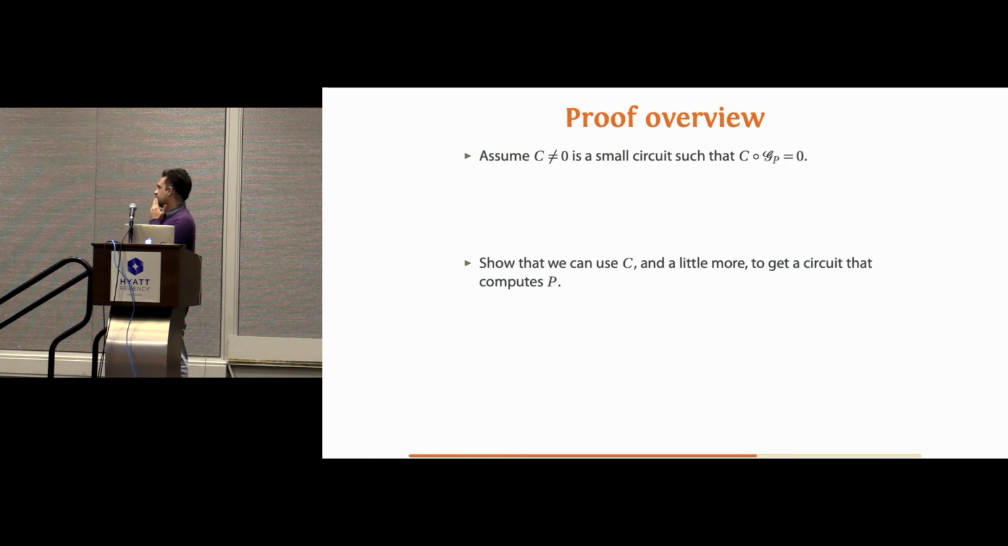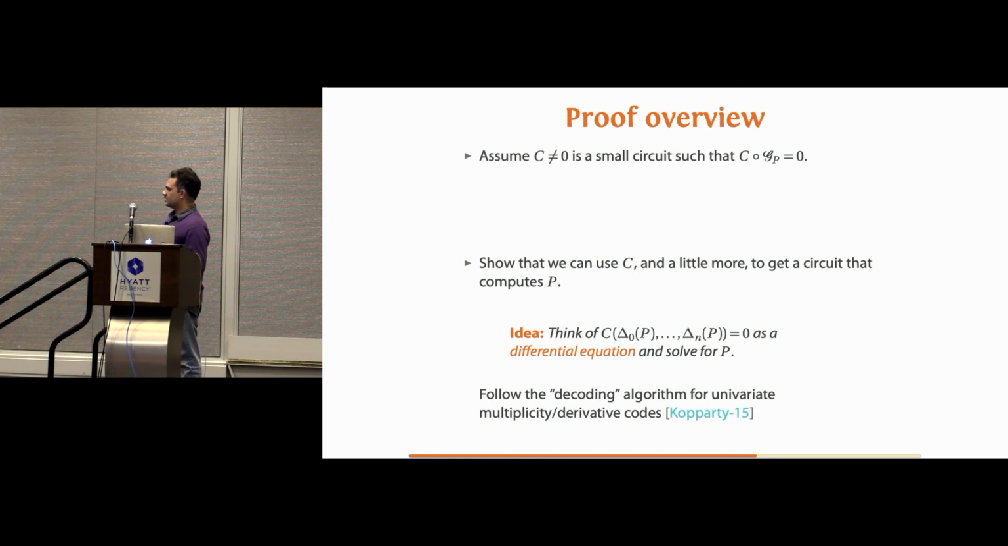And it's really just in the second part where the structure of the generator matters, because you're going to design the generator in such a way that the reconstruction process is easy. The main idea is to think of a circuit evaluated on the generator being 0 as a differential equation that P satisfies, and somehow try and extract out P from this. A similar strategy was also used by Kopparty in the list decoding algorithm for univariate multiplicity codes, and this is really a multivariate analog of the same thing.